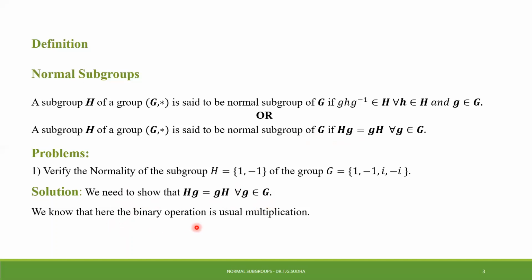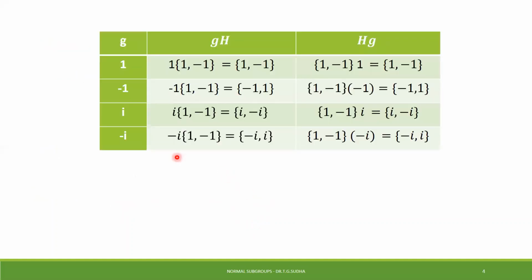We know that here the binary operation is usual multiplication. So let us form a table. The first column consists of all the elements of G, that is 1, -1, i, -i. And the next two columns are the left coset and the right coset generated by these elements of G with respect to the subgroup H. So this is the left coset generated by 1, -1, i and -i, and they are equal to {1, -1}, {-1, 1}, {i, -i}, {-i, i}.